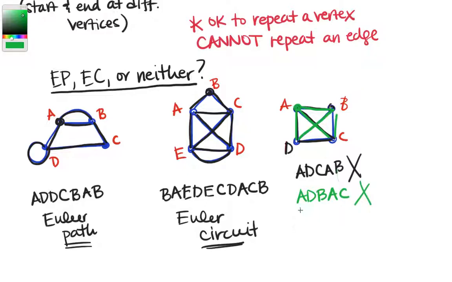Okay. And we can try this with all of the different possibilities. And we're actually not going to find an Euler path or circuit no matter what we try here. And what we're going to do in the next section is we're going to talk about a quick way to be able to tell if you've got an Euler path, an Euler circuit, or neither.